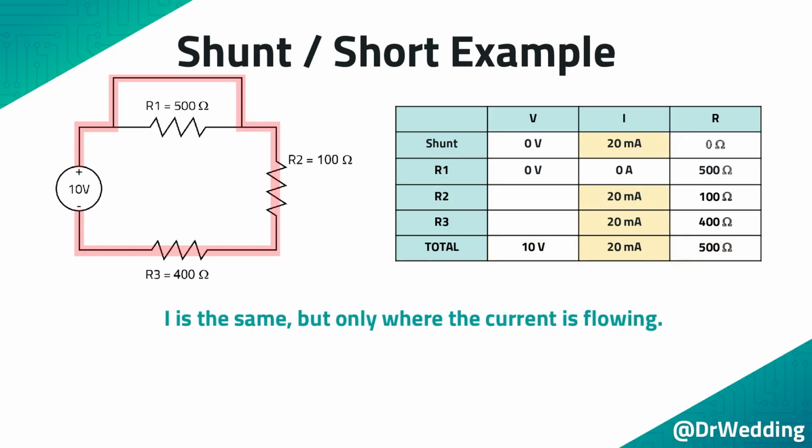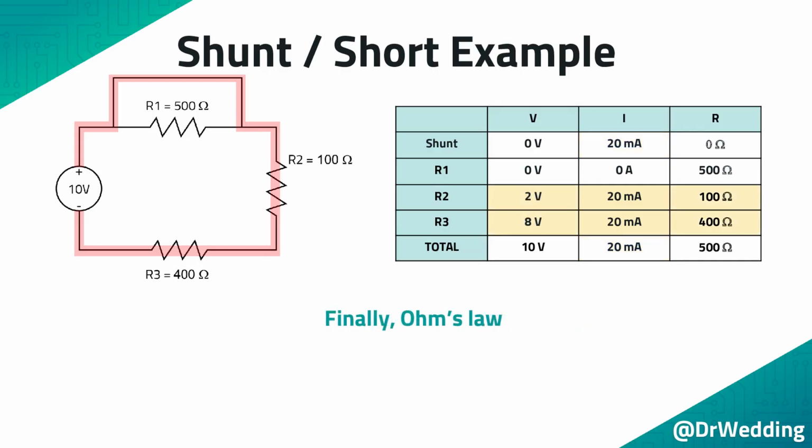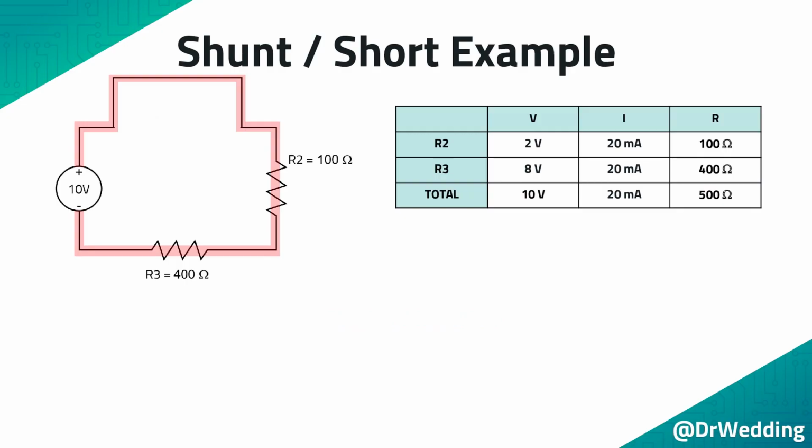The next step is a bit different than the series circuits we discussed earlier. The current is the same, but only where the current is flowing. In this example, the current in R1 is still 0. And, of course, Ohm's law can be used to find the voltage drops across the two resistors that have current flowing through them. The shunt will remove a resistor from the circuit.